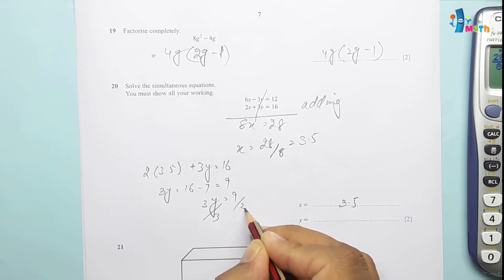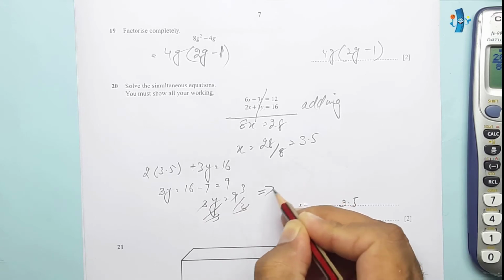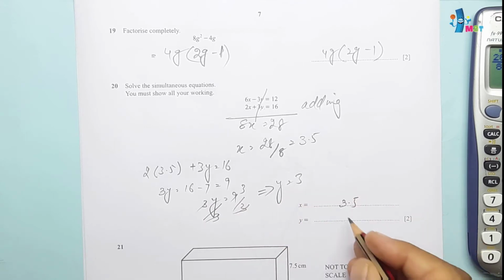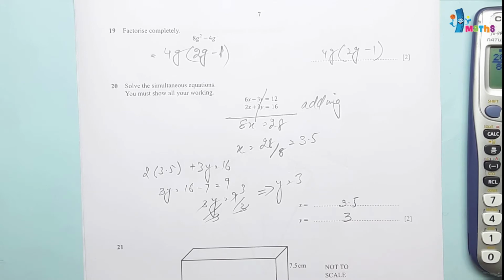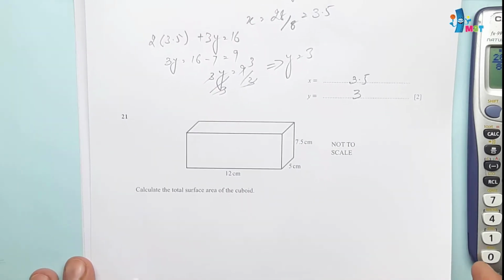Divide both sides by 3. This will be cancelled. So this implies y is equal to 3. So y is equal to 3 will be our answer. Then question number 21. A shape is given, 3D shape basically.